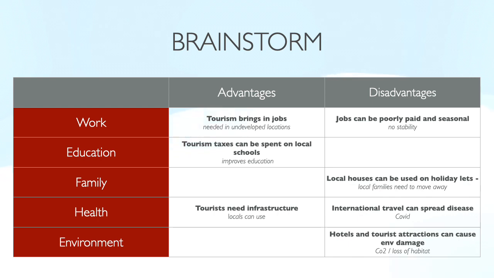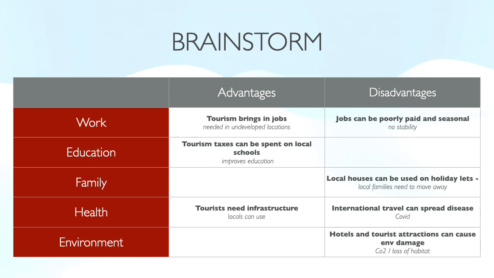So when I think about the question about low-cost airlines and tourism, for work, tourism brings in jobs. These are helpful and needed in underdeveloped locations. Education, we can spend taxes raised on tourists on local schools. These will improve educational abilities for local students. Health, tourists need roads, hospitals, clean water. If they build these for the tourists, then local people can use them.